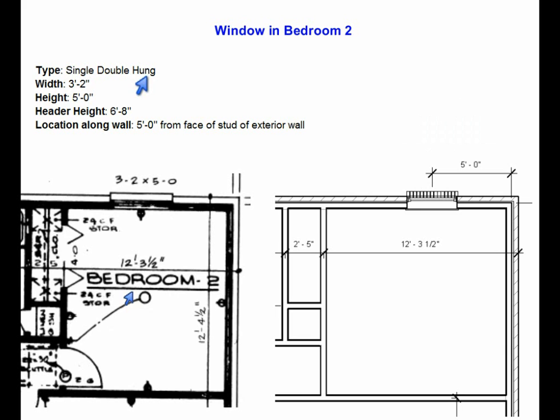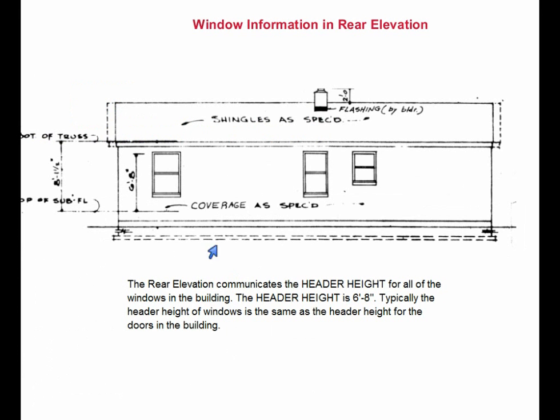This window will be installed in bedroom 2 in the model. The width of this window is 3 feet 2 inches wide. That is being indicated in the floor plan here. The height of the window is 5 feet, which is indicated here. The header height for this window is 6 feet 8 inches high. The header height for the window is indicated in the rear elevation.